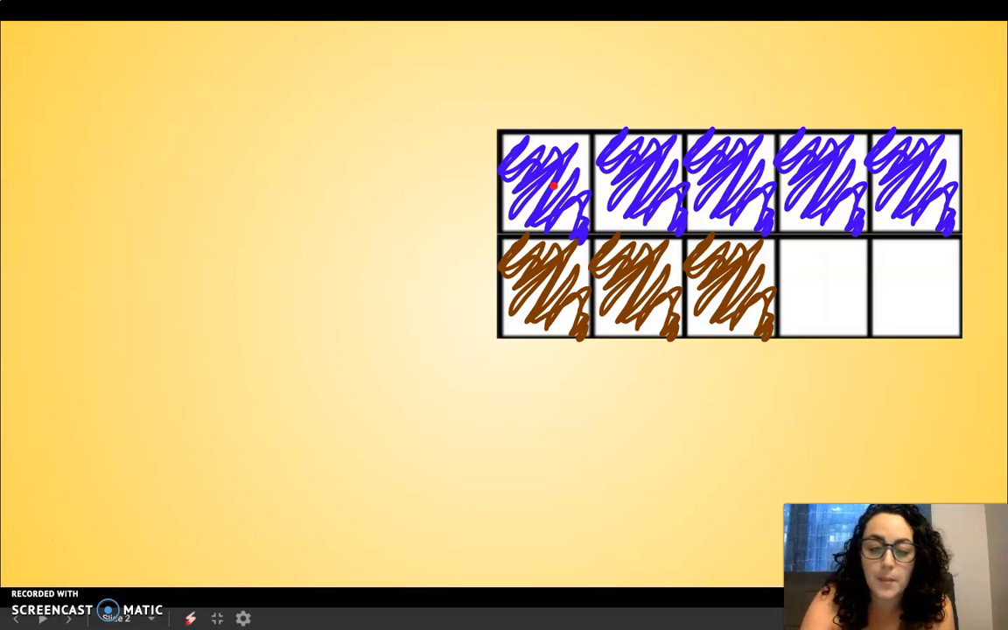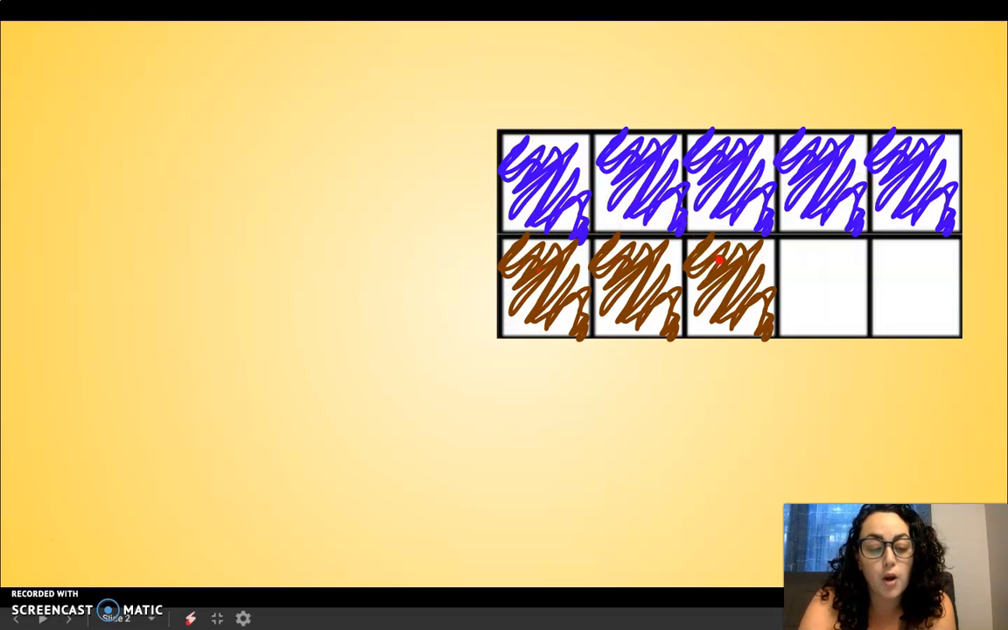So before I even write my addition sentence, I see a blue part and I see a brown part. The blue part has 1, 2, 3, 4, 5, or I can subitize and see that that's 5. The brown part has 1, 2, 3. So the parts are 5 and 3. And the whole, I can subitize and see that's 8, or I can count. 1, 2, 3, 4, 5, 6, 7, 8.